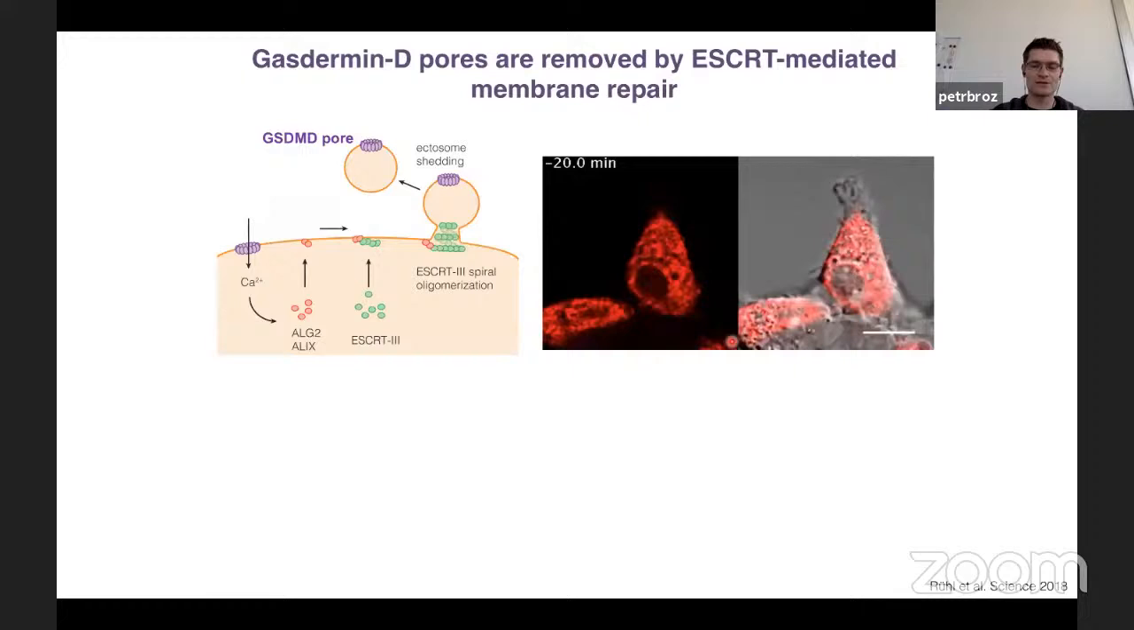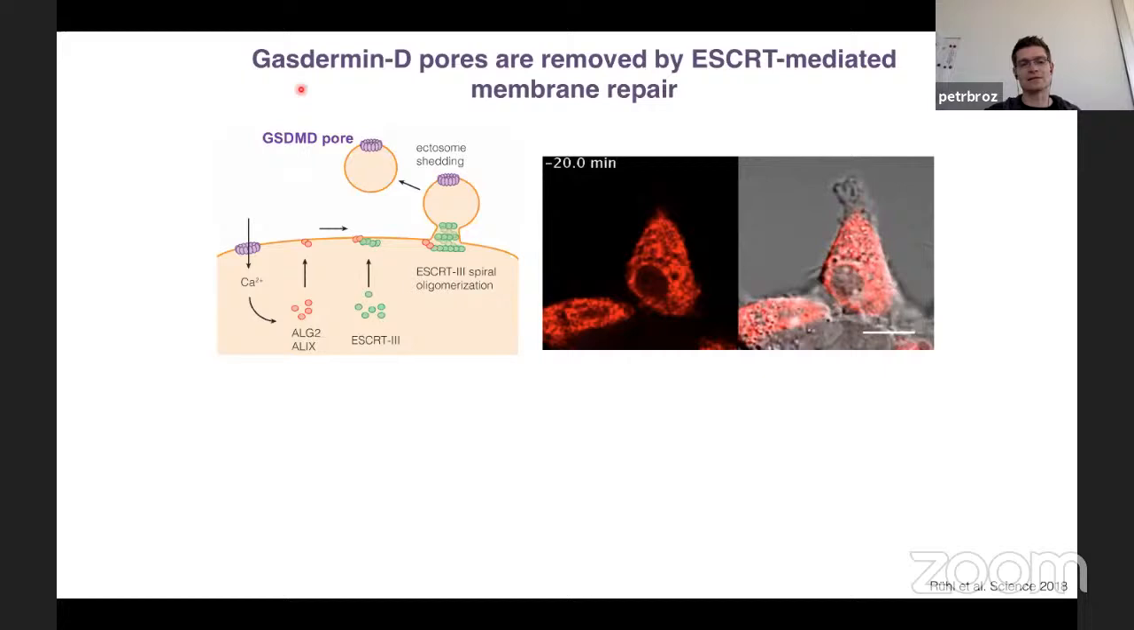We had a paper two years ago where we showed which mechanism allows the cells to get rid of those gasdermin D pores once they are in the membrane. This is ESCRT-mediated membrane repair. To summarize, once the pores are formed, the cells will react to pore formation by sensing calcium that leaks in from the extracellular space into the cell, assembling the ESCRT machinery, which deforms the membrane and allows the cell to shed damaged parts of the membrane in the form of ectosomes. It will make these spirals that pinch off the damaged part of the membrane, which contains gasdermin D pores, and thereby allows the cell to survive longer.